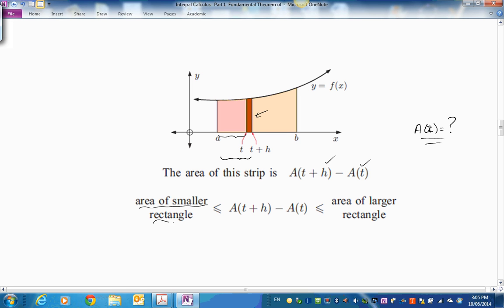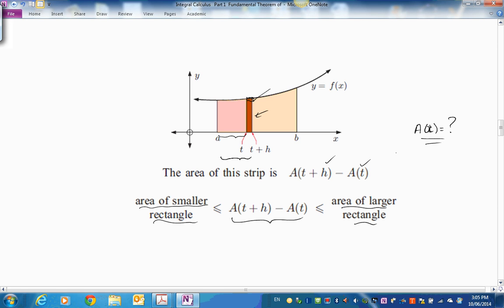The area of the smaller rectangle and the area of the larger rectangle are the limits of these things here, limiting positions of these things. So what is this? Let's have a look at the lower rectangle if we drew it under the bottom there, and the upper rectangle if we drew it on the top.